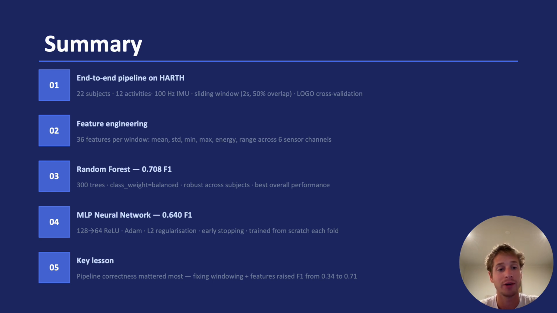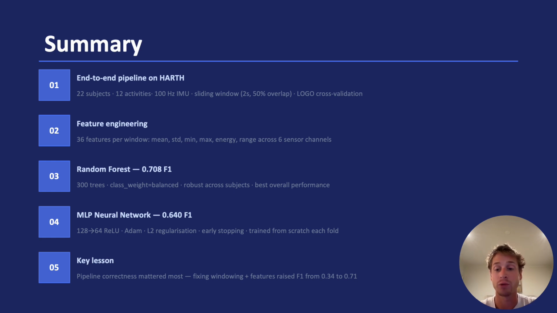So the summary here is we trained an end-to-end pipeline on the human activity recognition dataset, 22 subjects, 12 activities, using a sliding window and leave-one-group-out cross-validation. We went through feature engineering where we were able to capture 36 features per window: mean, standard deviation, min, max, energy, and range across 6 channel sensors.